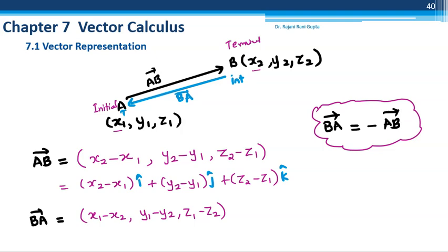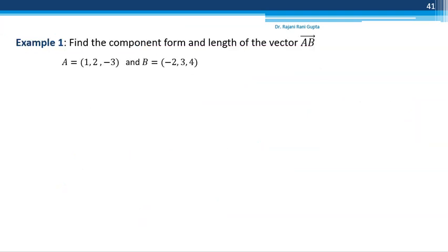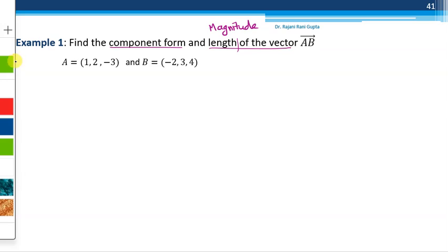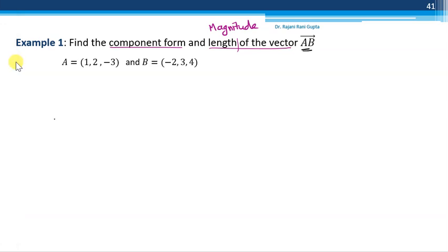So let's see this with the help of example. Suppose you have this example in which you have to find the component form and length of the vector. So sometimes they may ask you find the magnitude of the vector. Okay, so length and magnitude means the same. So how you will begin? In this case, you start with the points. You need vector AB. So this is your initial point and this is terminal point. So write your vector AB.